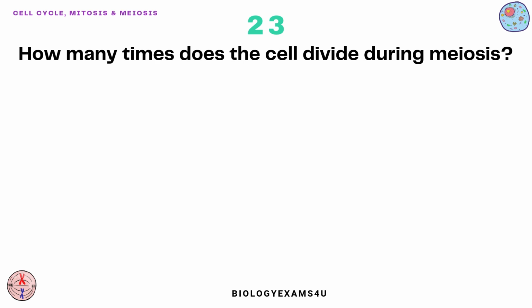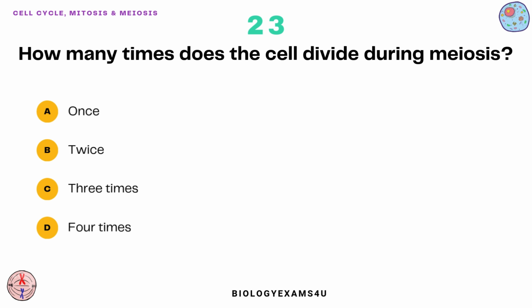Question number 23. How many times does a cell divide during meiosis? Options are A, once, B, twice, C, 3 times, D, 4 times.